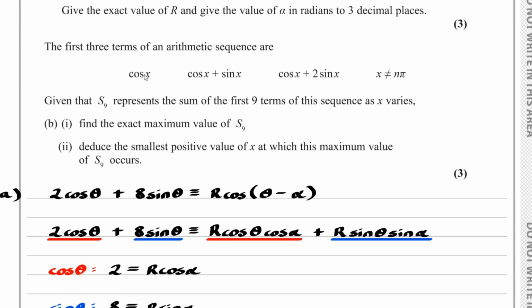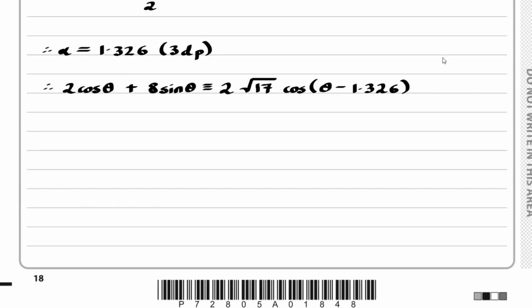You can see our first term is cos x, and if we go from cos x to cos x plus sin x, and then cos x plus sin x to cos x plus 2 sin x, you can see the common difference is sin x. And we have 9 terms which we are adding, which means a is equal to cos x, d is equal to sin x, and n is equal to 9.